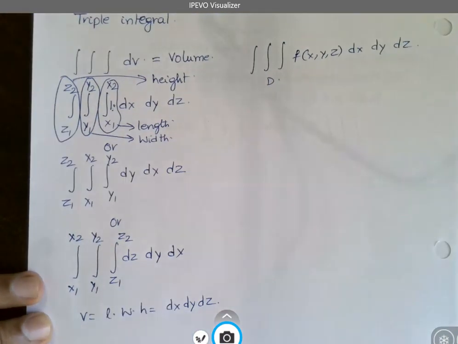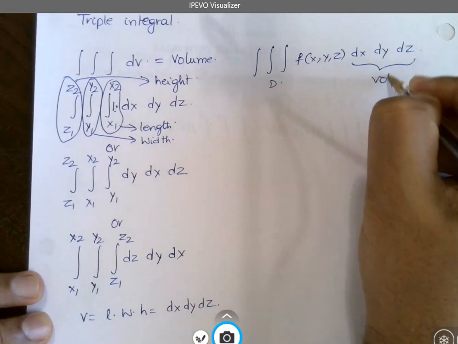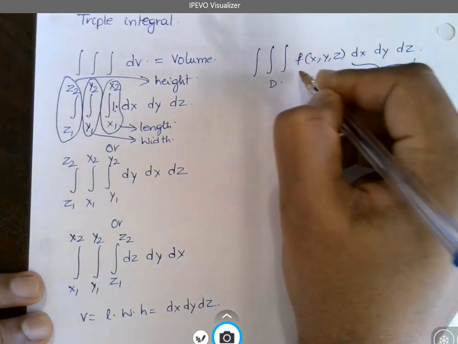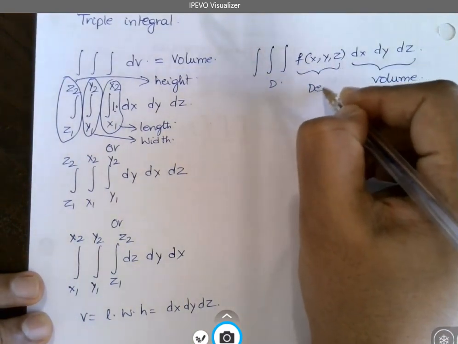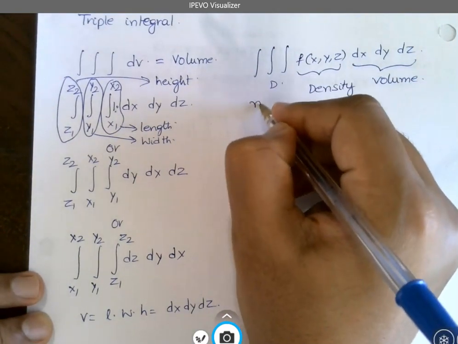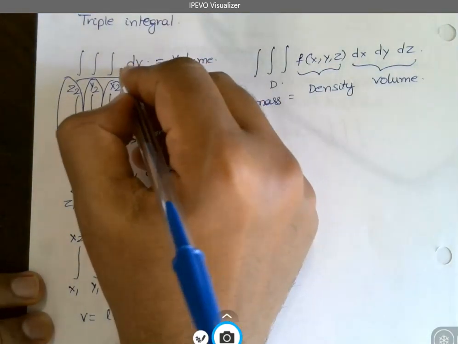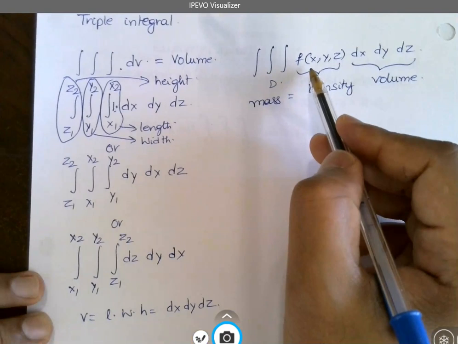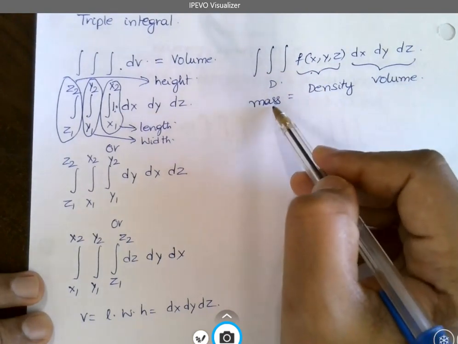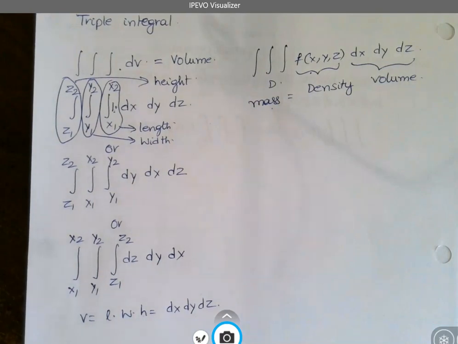So then what do you get? Do you still get the volume? That's the question. You don't get the volume. This is the volume, and this is going to be the density. So density times the volume is going to be the mass. So the triple integral will give you the volume when the integrand is 1. If your integrand is not 1, the triple integral will give you the mass. That's the first thing that you have to understand.